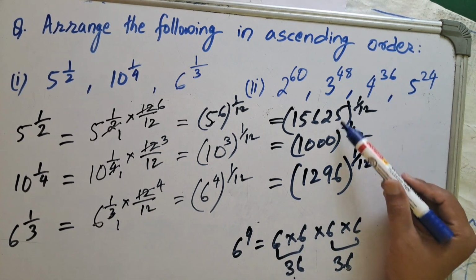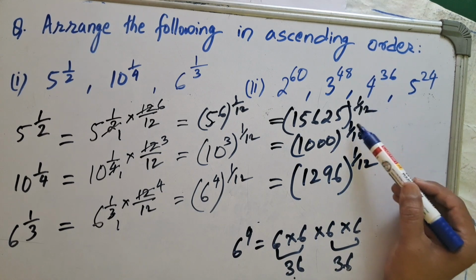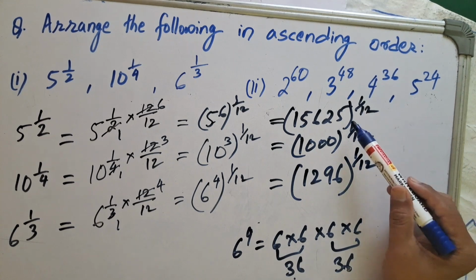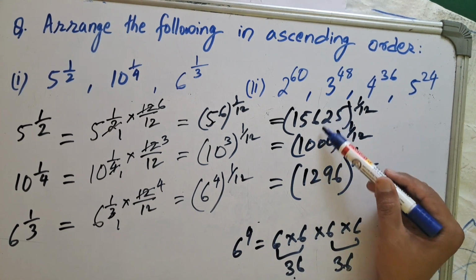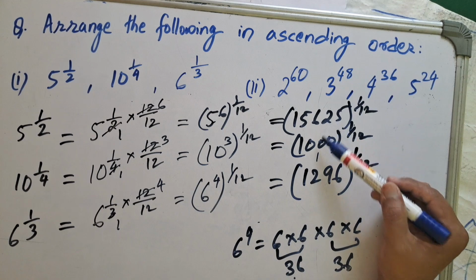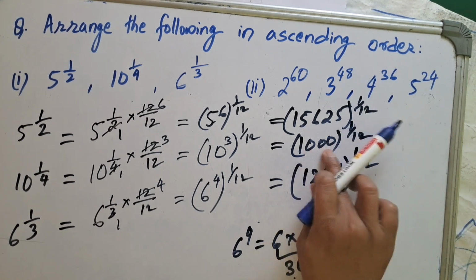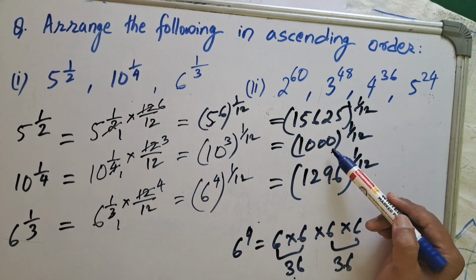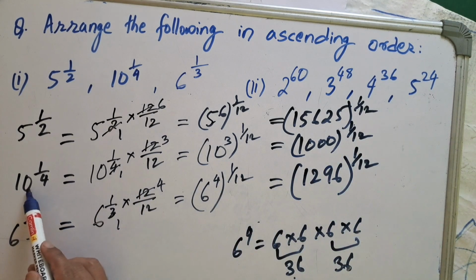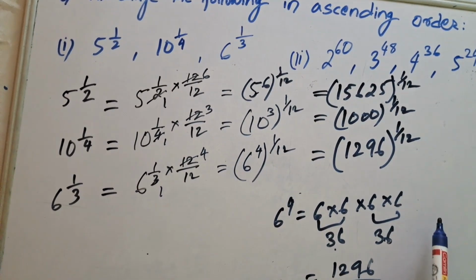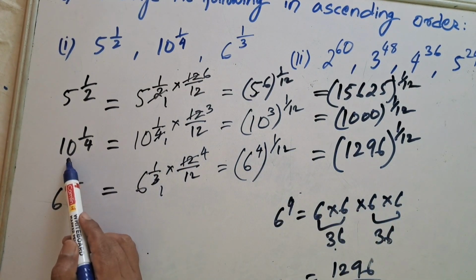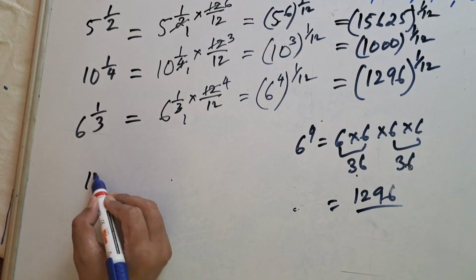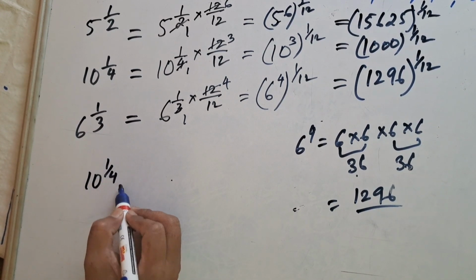So now we can see all these three numbers have power 1 by 12. Powers are same, isn't it? If powers are same, we just check which number is the greatest and which is the smallest. So we can clearly see that 1000 is the smallest one, which means 1000 comes from 10 to the power 1 by 4. This means 10 to the power 1 by 4 is the smallest one.